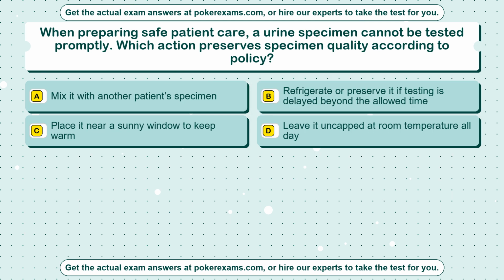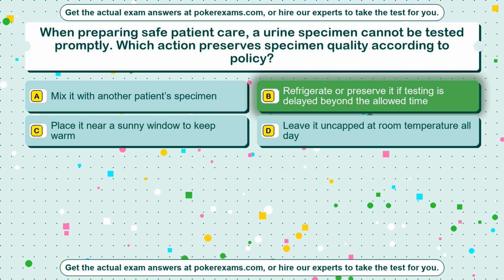Question 28. When preparing safe patient care, a urine specimen cannot be tested promptly. Which action preserves specimen quality according to policy? Option A, mix it with another patient's specimen. Option B, refrigerate or preserve it if testing is delayed beyond the allowed time. Option C, place it near a sunny window to keep warm. Option D, leave it uncapped at room temperature all day.